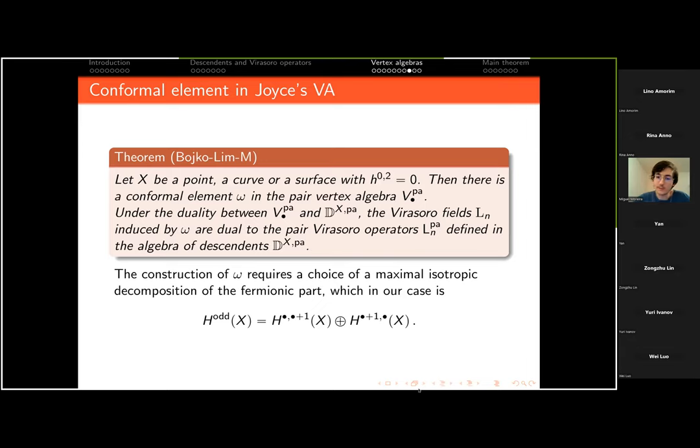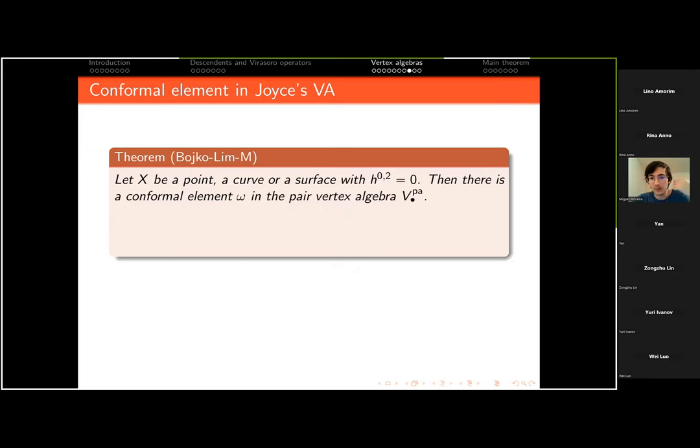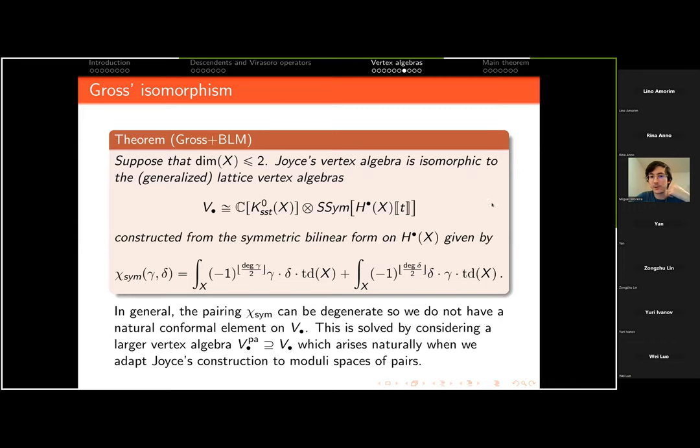So this part is kind of concerning, but the answer is, what I'm calling here a generalized lattice vertex algebra, in this case is, I don't know if exactly, but it's very close to the tensor product of an honest lattice vertex algebra and the fermionic vertex algebra. And the fermionic part is exactly the part that comes from the odd degrees. So basically, you need the conformal element in the lattice vertex algebra.